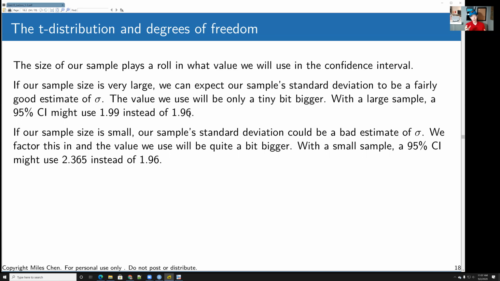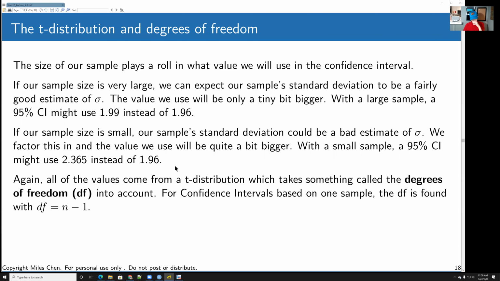On the other hand, if your sample is small, then the standard deviation of your sample can't be expected to perform very well, as in it might be wildly different from the standard deviation of the population because you're basing the estimate on a small sample. And so with a small sample, the value that we might use for a confidence interval might be considerably bigger, like 2.365 instead of 1.96. Okay, so it might be considerably larger.